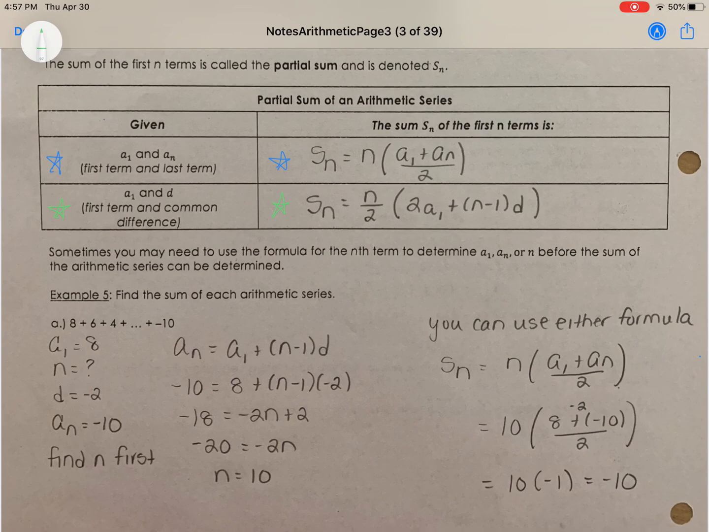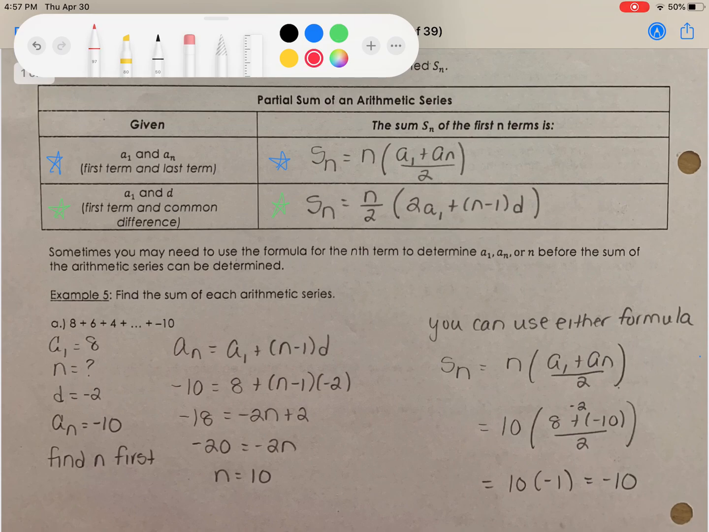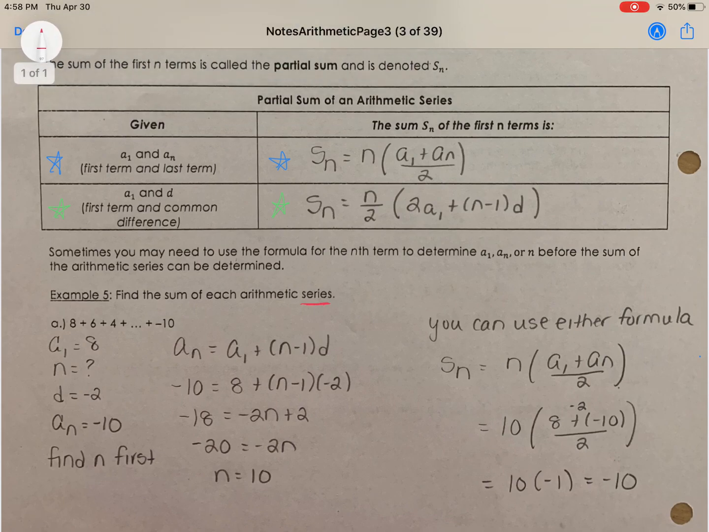All right, so let's try one of these on the bottom. It says, sometimes you may need to use the formula for the nth term to determine A1, AN, or n before you use the series formulas. So we're going to be combining both the formulas on the front page of the notes and the formulas on this page. It says find the sum of each arithmetic series. So we have 8 plus 6 plus 4 plus and so on, plus negative 10.